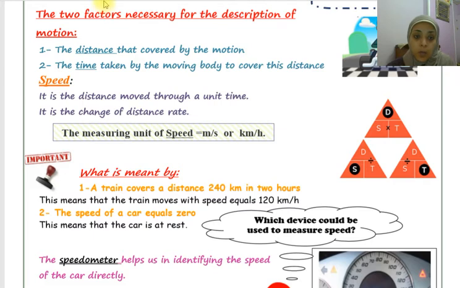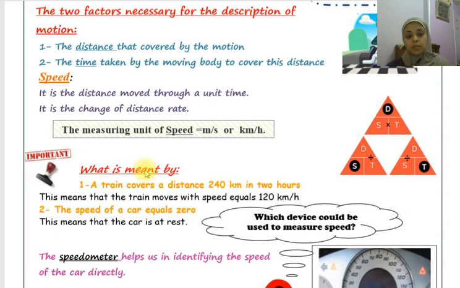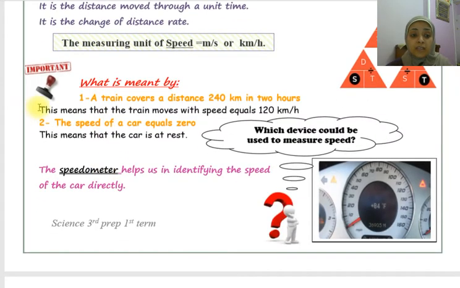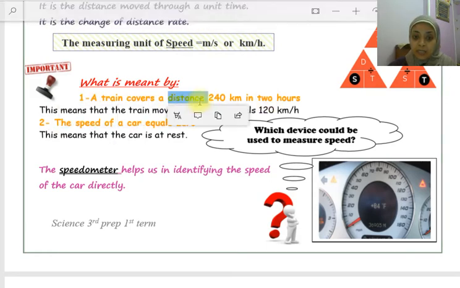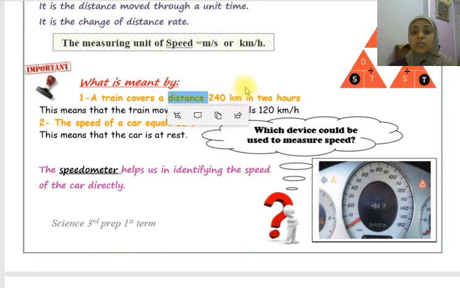And so on. We have some important questions in this part. For example, what is meant by. When he asks what is meant by, we have to say this part: this means that. So, what is meant by the train covers a distance of 240 kilometers in 2 hours?